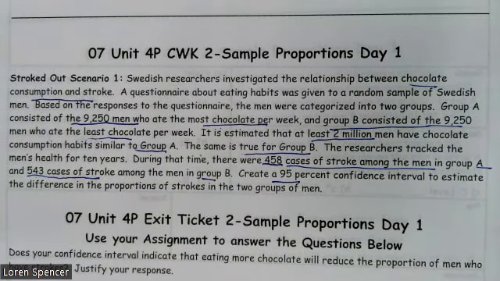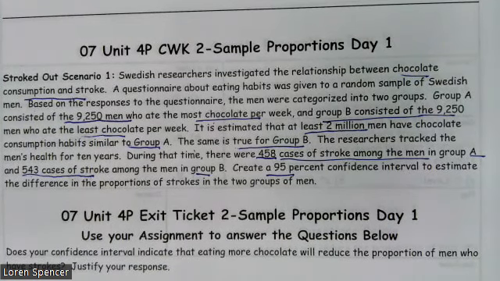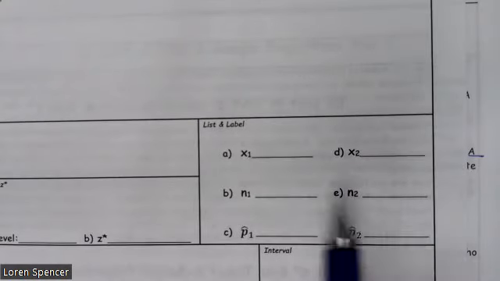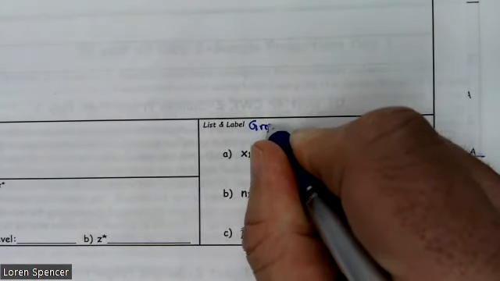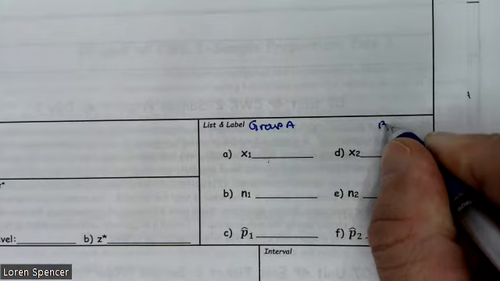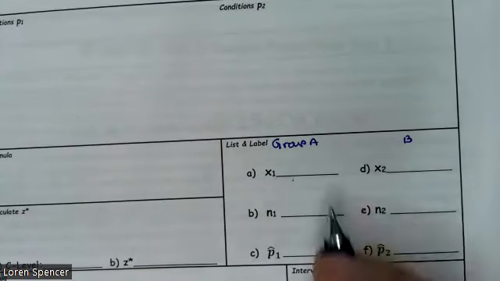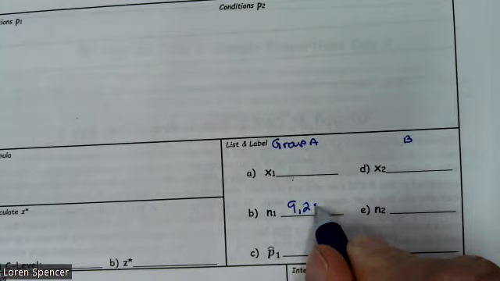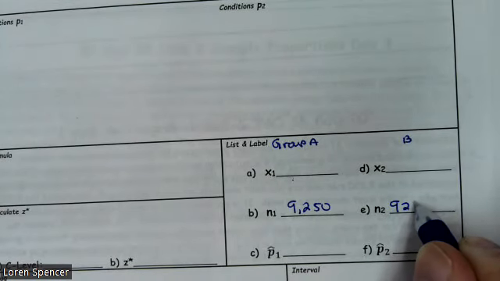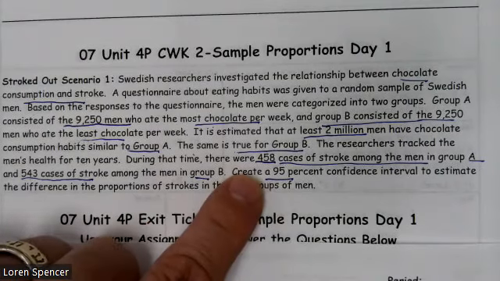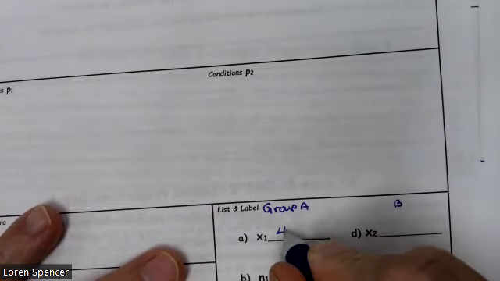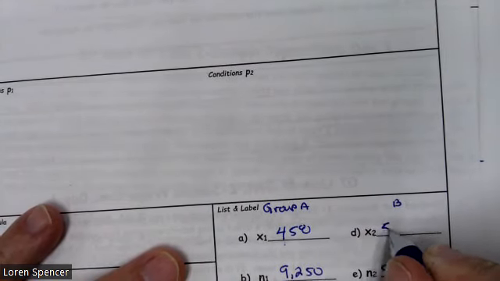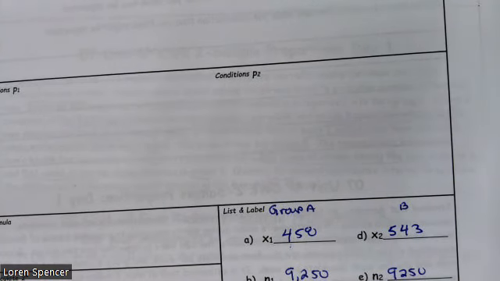Create a 95% confidence interval to estimate the difference in proportions of strokes in the two groups. First off, I'm going to call Group A X1, and this will be Group B. We know that both had a sample size of 9,250. They told us that. And 458 had strokes in Group A, and 543 had strokes in Group B.